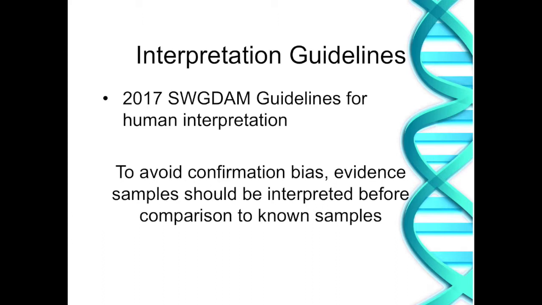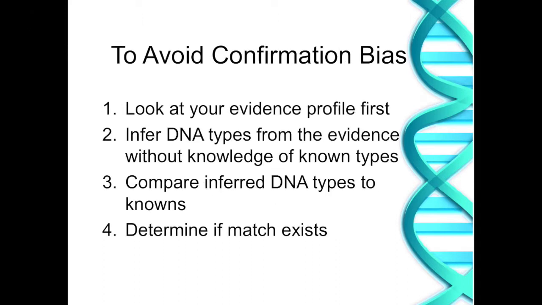We want to know what the evidence genotypes are and interpret those without being influenced by any knowledge of the known samples. And so again, a stepwise process for this is looking at your evidence profile first, figuring out what your genotypes would have to be without the knowledge of any known types, comparing the DNA types to your knowns, and then determining if a match exists.